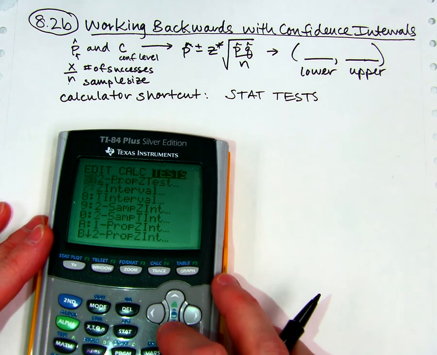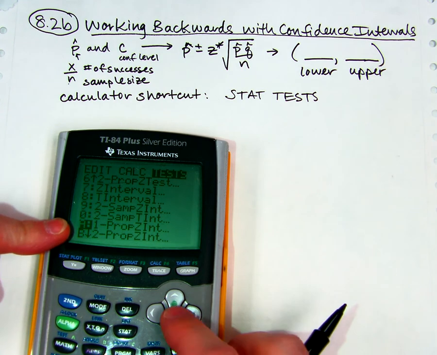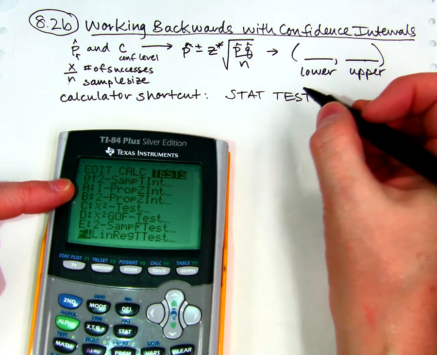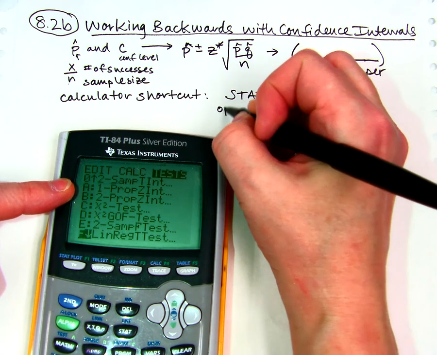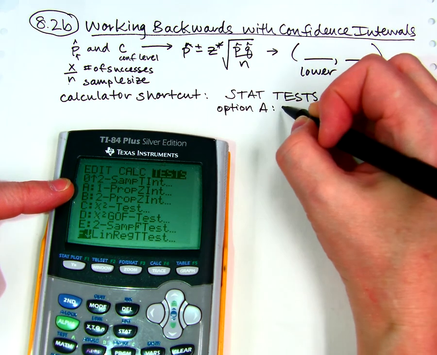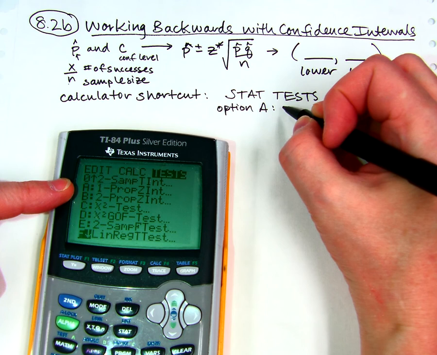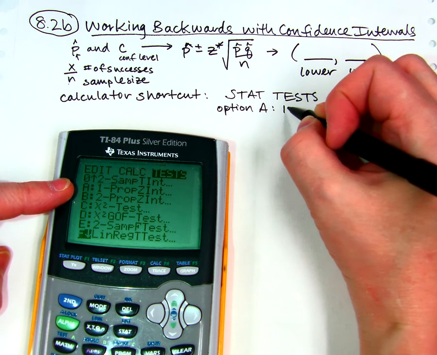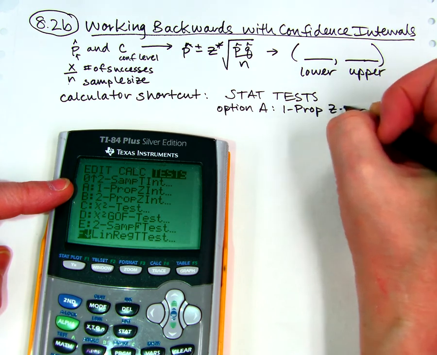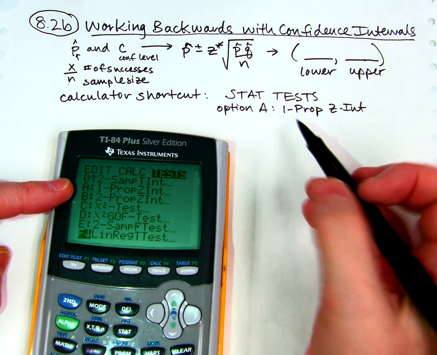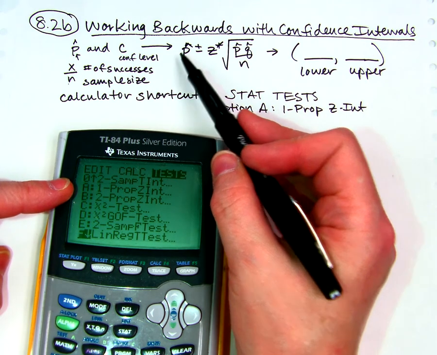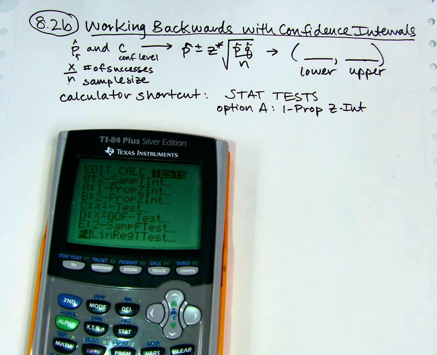But the one that we know how to do right now is letter A. I'm going to put it so it's higher up on my screen. It's called the one proportion Z interval. So the only one we have learned so far is option A. It might not be option A on every calculator, but I think it is on the 84s and 83s at least. The one proportion Z interval is a confidence interval for a single proportion. That gives you a clue that later we'll be doing more than one proportion at a time.